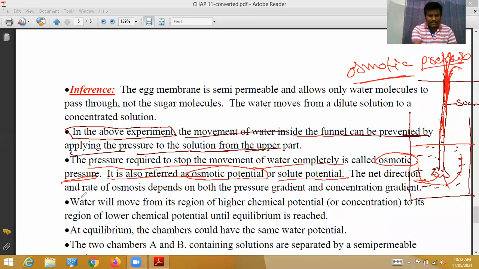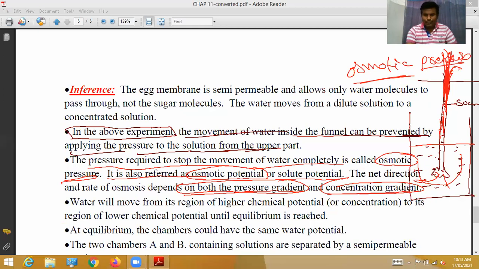The net direction and the rate of osmosis depend upon both the pressure gradient and the concentration gradient. See how the pressure gradient works: if we apply more and more pressure, then osmosis stops.